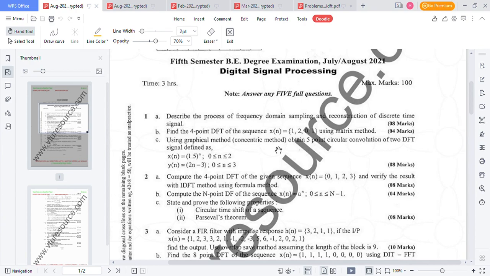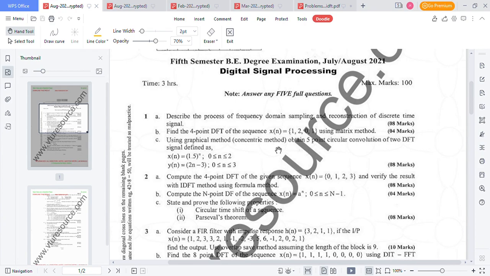Sometimes if you don't give any method, like he'll tell you to find the DFT of the following, and if he directly gives it without mentioning any method, so called matrix method, so called formula method, so called concentric circle method, then what you have to do is you can do it in any method without fail. Any method is accepted by the evaluator. Why? Because he hasn't mentioned any method. He'll just directly tell you to find the 4-point DFT or IDFT.